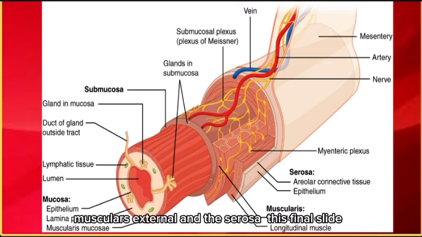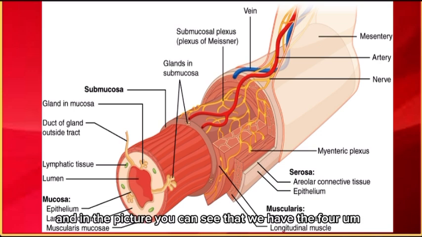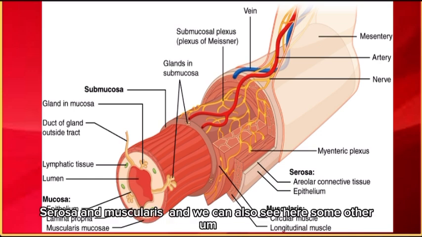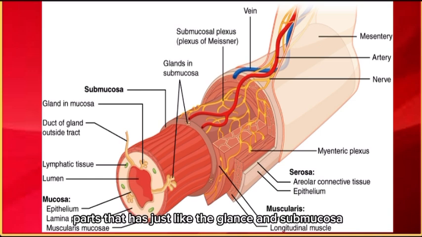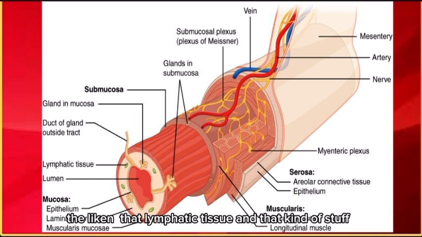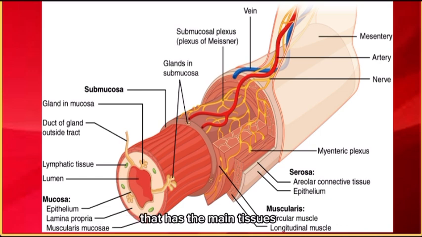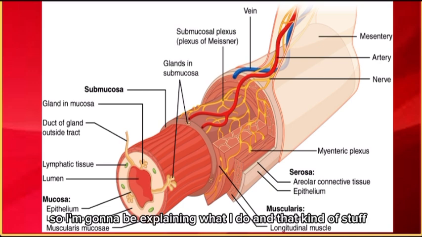In this final slide, you can see a picture here. And in the picture, you can see that we have the 4 specific tissues that I just mentioned to you, which are the submucosa, mucosa, serosa, and muscularis. And we can also see here some other parts that it has, like the glands and submucosa, the lumen, the lymphatic tissue, and that kind of stuff. But today we're going to be focusing on the first 4 tissues that it has, the main tissues, which I already mentioned to you. So I'm now explaining what they do and that kind of stuff.